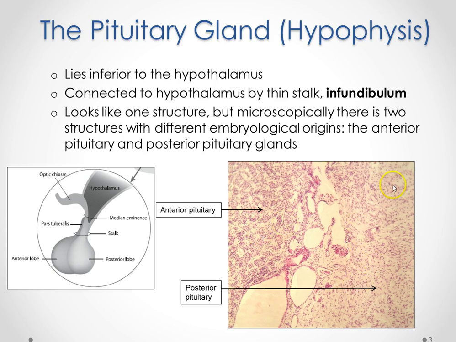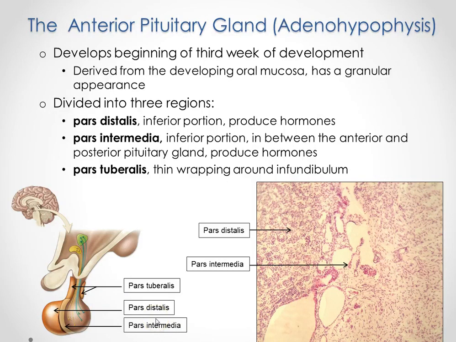Whereas the posterior pituitary gland is going to stain a little bit lighter. The cells aren't as blocky. It looks a little bit more like nervous tissue than the anterior pituitary gland does. Now let's go into more detail with the anterior pituitary gland.